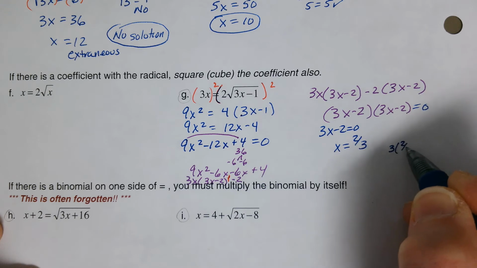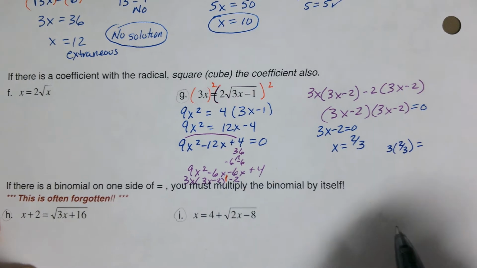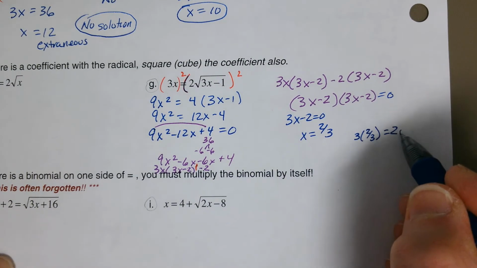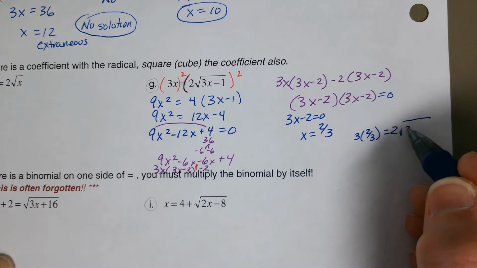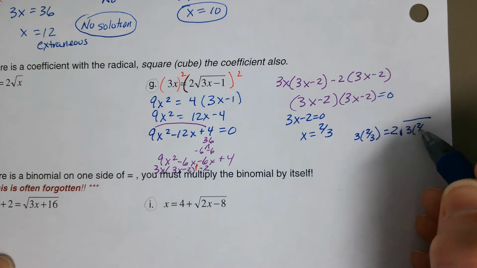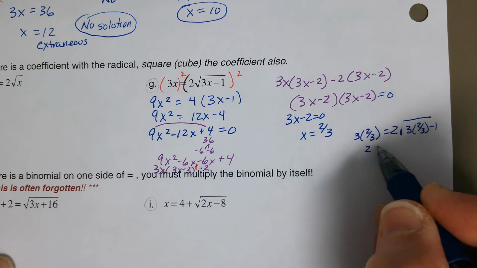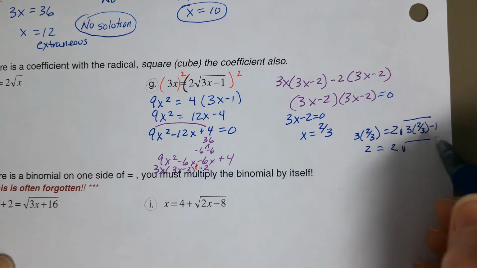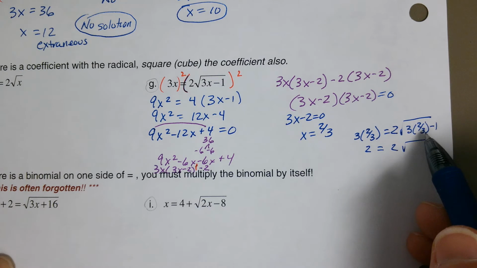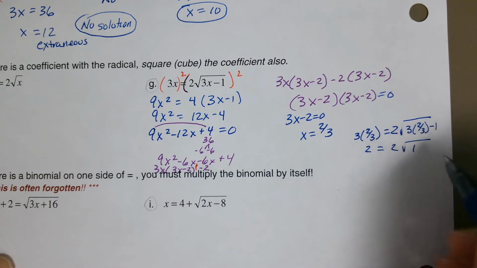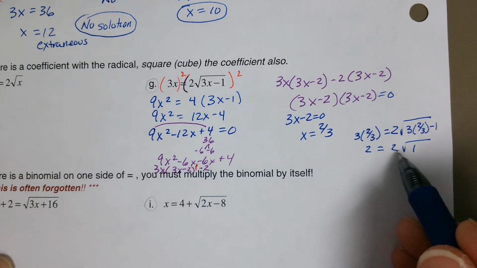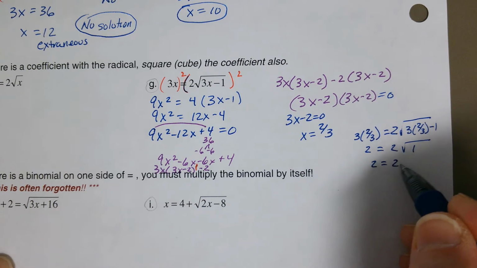3 times 2/3. Does that equal 2 times the square root of 3 times 2/3 subtract 1? Alright, 3 times 2/3 is 2. 3 times 2/3 is 2 here. Subtract 1 is 1. Square root of 1 is 1, times 2 is 2. It checks.